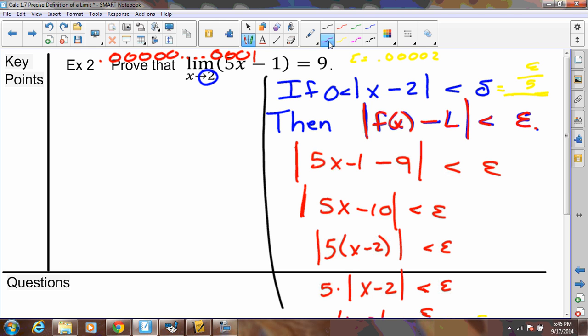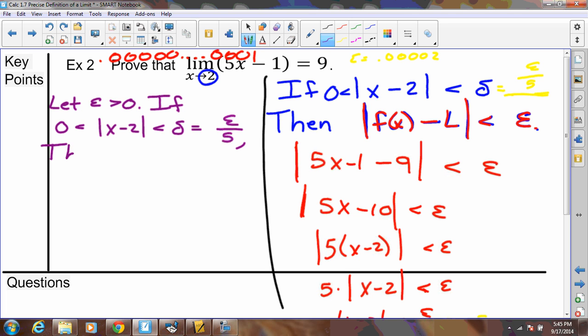Okay, all of the stuff on the right-hand side, that was scratch work. I'm changing the color to purple so that we can start writing up the details. Let epsilon be some number that's greater than 0. If we have 0 less than |x − 2| less than delta, which equals epsilon over 5, then we're going to start at the same point over here and start working our way downward.